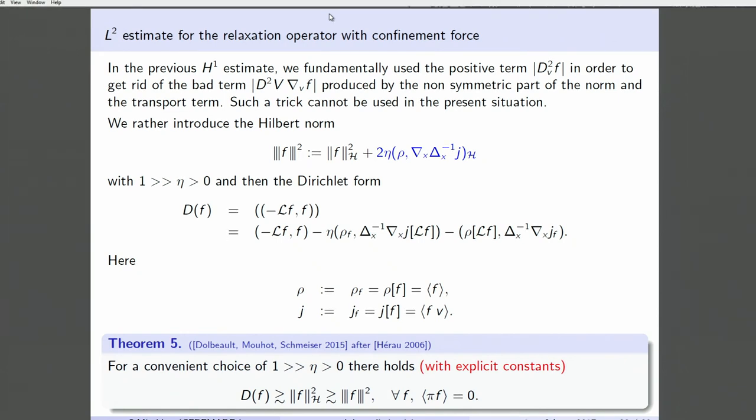Okay, so we forget about the H1 norm, and what we do is we add a term which is rho, the gradient in X of Laplacian to the minus 1, J, where rho is the local mass and J is the flux, the integral of FV. So the Dirichlet form is this one. And again, for eta small enough, we have the hypocoercivity.